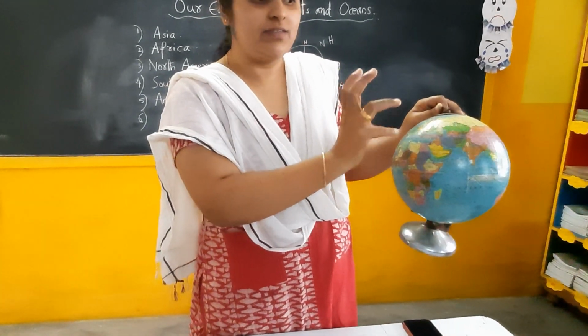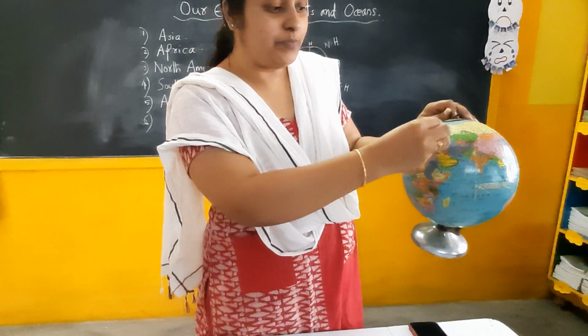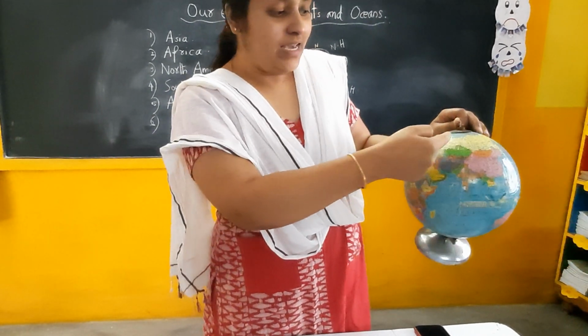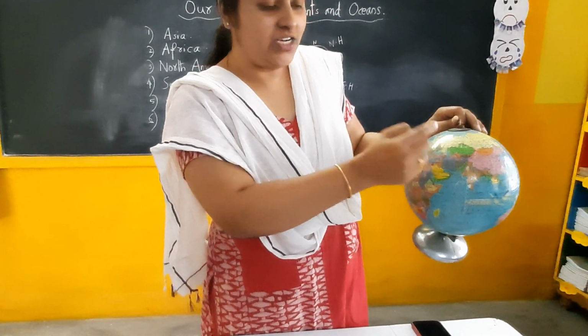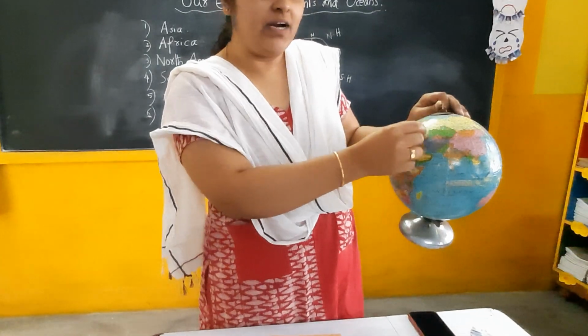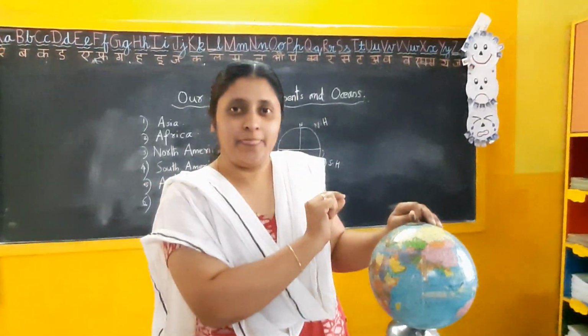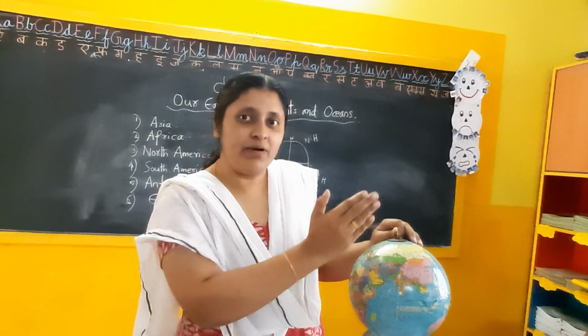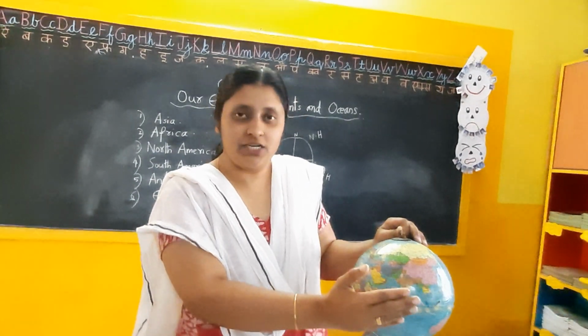So in some special places it is known as Eurasia because they are neighbors, and in some part of our Asia it is joined to Europe. So that is why in some parts it is known as Eurasia. That means half the name of Europe and half the name of Asia: Eurasia.